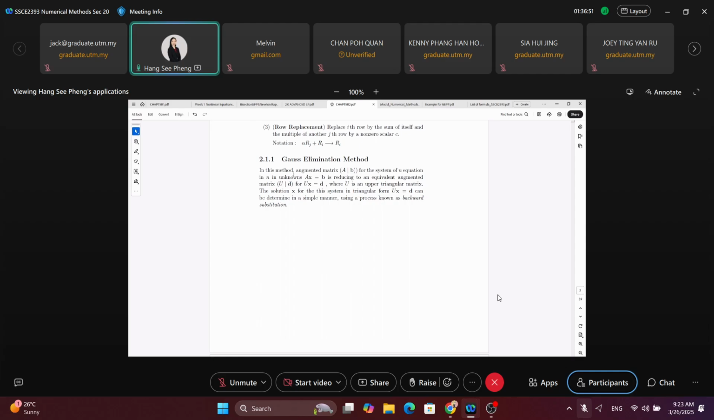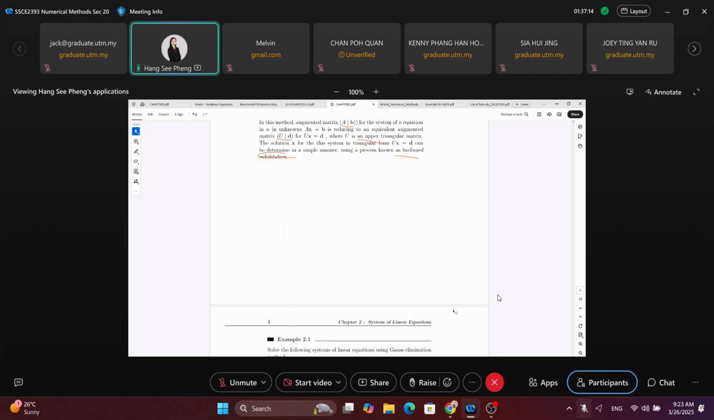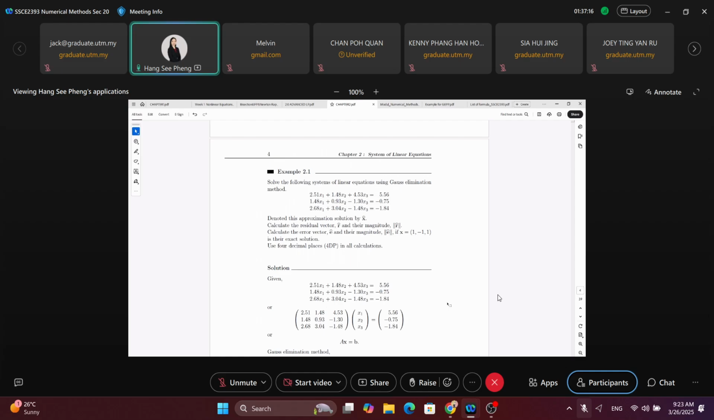Okay, now, what is the purpose of the Gauss elimination? You want to find the unknowns. So we will first make it into the augmented matrix, and then reduce the augmented matrix into the upper triangular form. After it becomes the upper triangular form, you can use backward substitution to solve it. Try to look at this example.